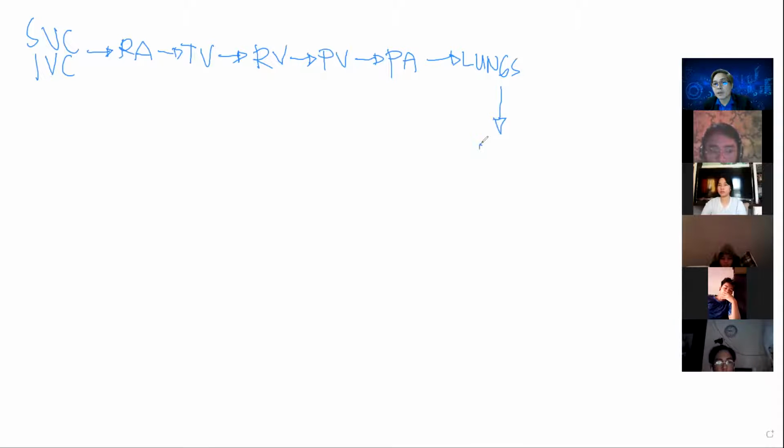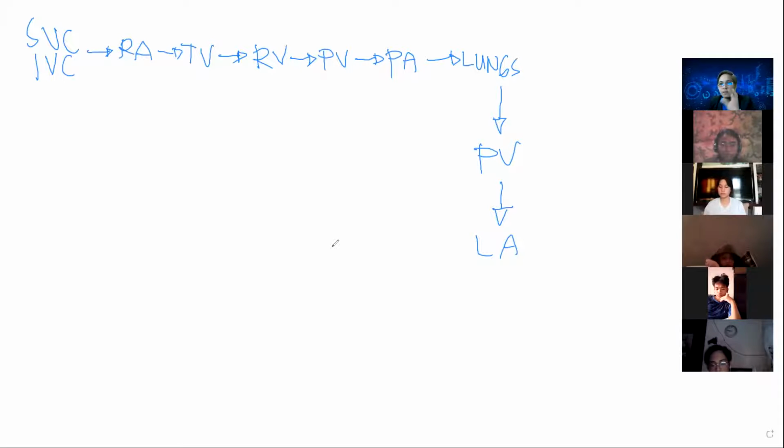a pulmonary vein. Okay. This is a tunnel, or a passageway going to the left atrium. It is a tunnel going to the left atrium. All the oxygenated blood will actually return to the heart through the pulmonary vein and to the left atrium.